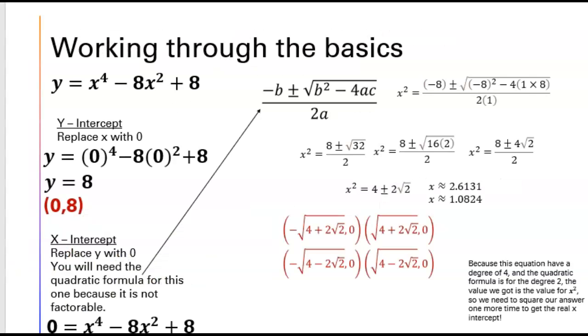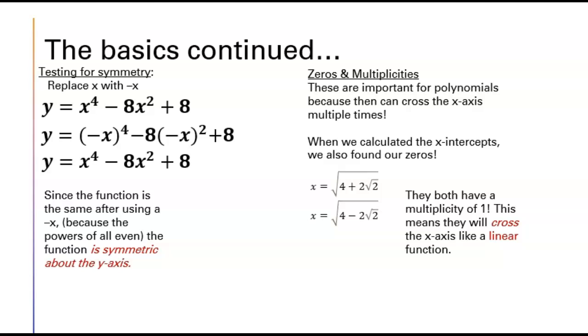So here I have calculated the y-intercept and x-intercept. This should be a review, but if you need a little bit of time to look it over, go ahead and pause. And here is where I test for symmetry, where you can see that it is symmetric about the y-axis because I get the same function. And then over here, I tested the multiplicities. Because I only have one of each x value, that means it'll cross the x-axis like a linear function.